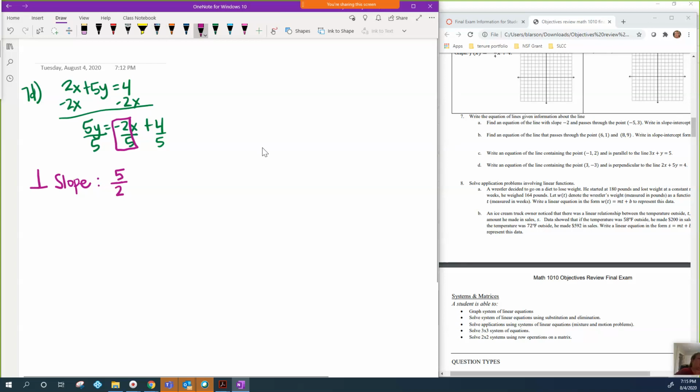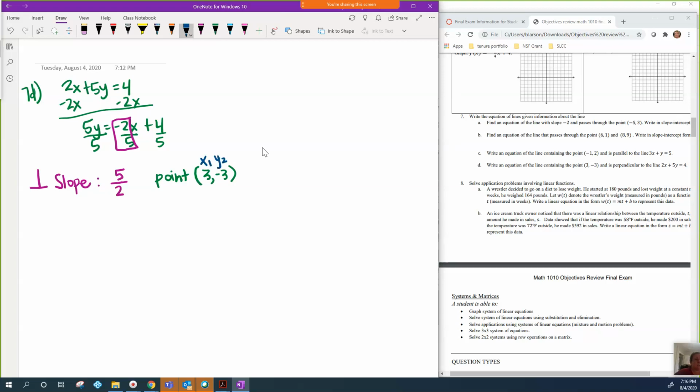And then also it gives us that the point we want to use, right, is going to be that 3 comma negative 3. So you could use the point slope formula. So I think that's the way a lot of the students were doing it, but there's a couple of different ways you can do this. And I'll show you both ways really quick just to make sure that everybody is good with it.